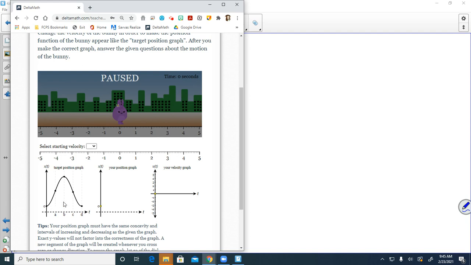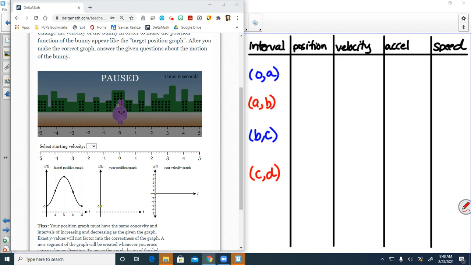So let's look at these intervals. We're going to look at the intervals of each part of the graph. My target position graph has an interval from 0 to A, which I'm going to analyze, an interval from A to B, an interval from B to C, and then an interval from C to D. So I do have the position graph.